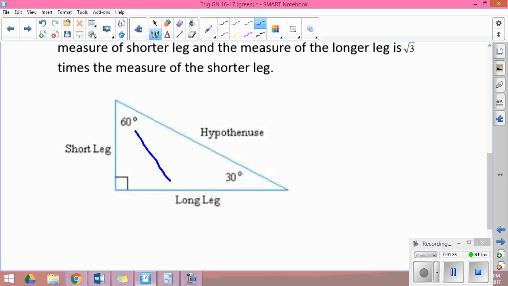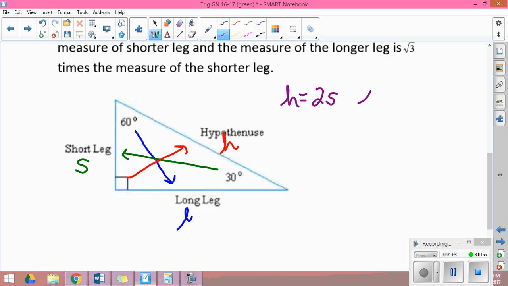The 60-degree angle is opposite the long leg. Big angle, big side. Short side is opposite the 30-degree angle, and the hypotenuse is always where the hypotenuse is, opposite the 90. And so what we know is that the hypotenuse is equal to 2 times the short leg, and the long leg is equal to the short leg times the square root of 3.